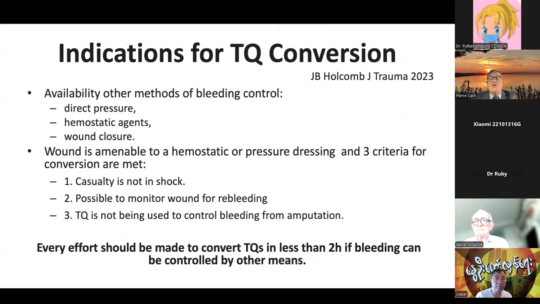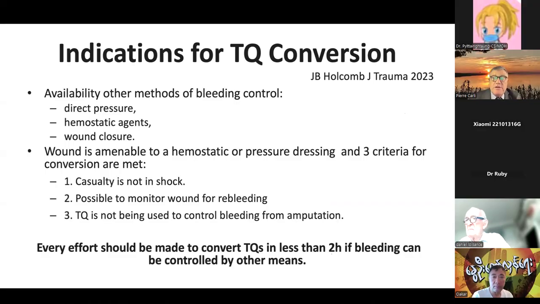The indications for tourniquet conversion are simple. You may change the tourniquet for another bleeding control, for example, a direct pressure bandage, hemostatic agent, or closure of the wound, in case these three conditions are met. The patient is no more in shock. It is possible to monitor for rebleeding. That means you take off the tourniquet and if it bleeds, you can re-put the tourniquet. But if you can use another means, it will be better for the limbs. So you replace the tourniquet by another thing.